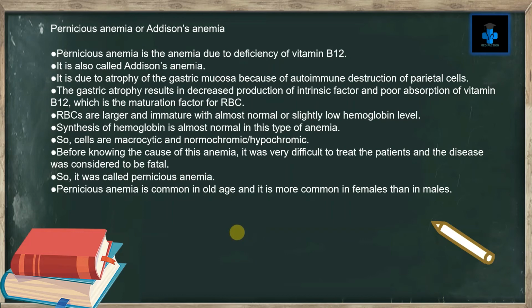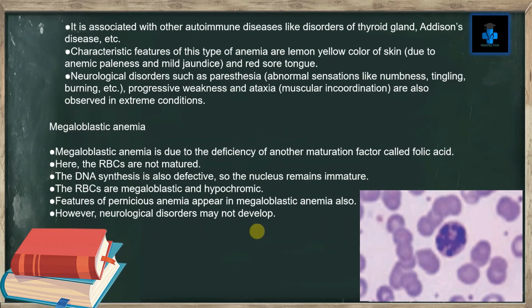Before knowing the cause of this anemia, it was very difficult to treat the patients and the disease was considered to be fatal. So it was called pernicious anemia. Pernicious anemia is common in old age and it is more common in females than in males. It is associated with other autoimmune diseases like disorders of thyroid gland, Addison's disease, etc.